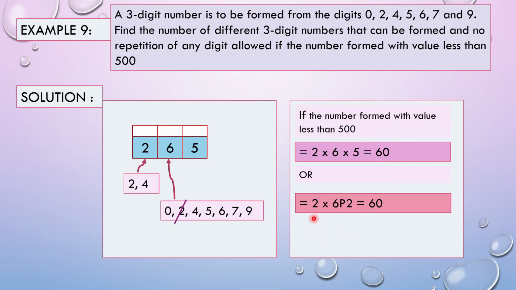Or you can use 2P1 because of the digit 2 and 4, in order to get a number less than 500, times, okay, left another 6 digits where we want to permutate 2 values, so 6P2. So equals to 60. Yeah?